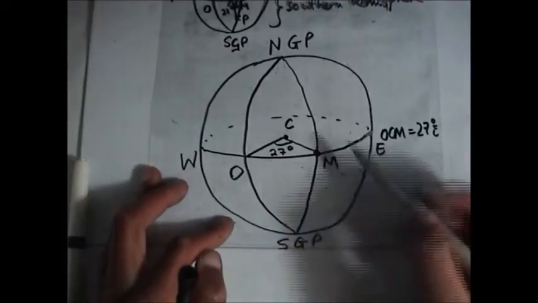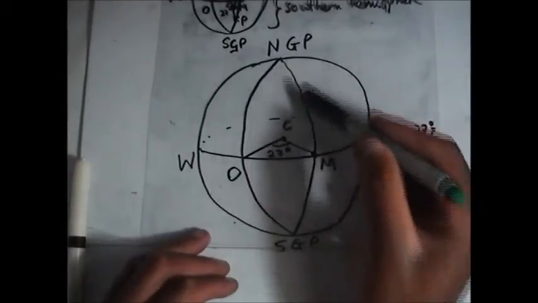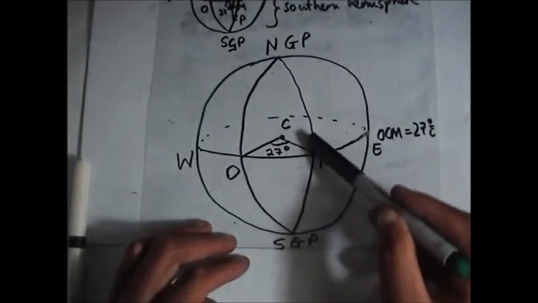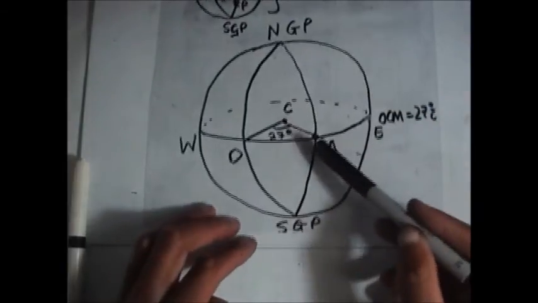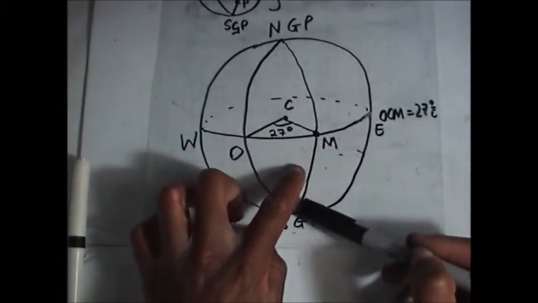It's going to be like this. That is the meridian that cuts through Wits. But now we need to know where Wits lies. Does it lie on this part of the meridian in the northern hemisphere, or in this part of the meridian in the southern hemisphere?